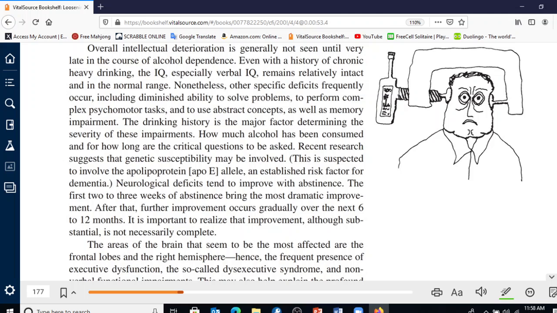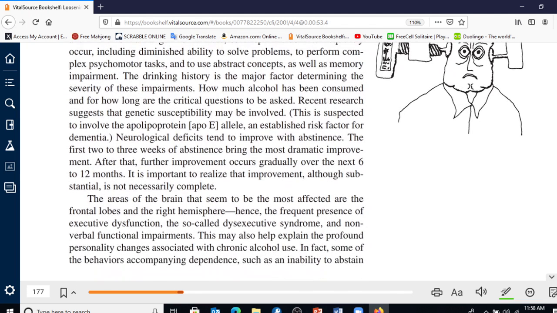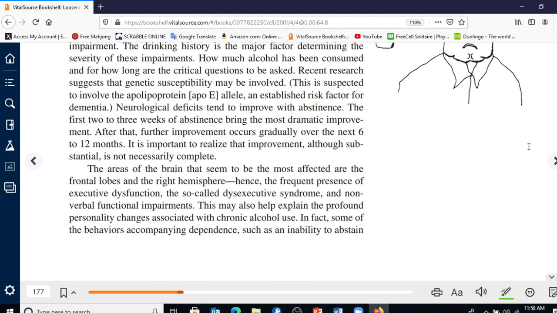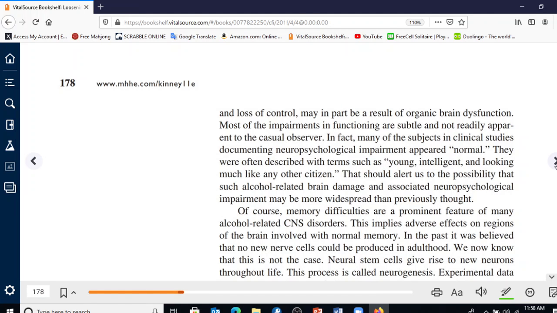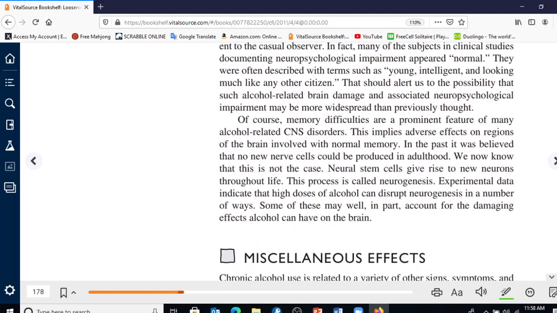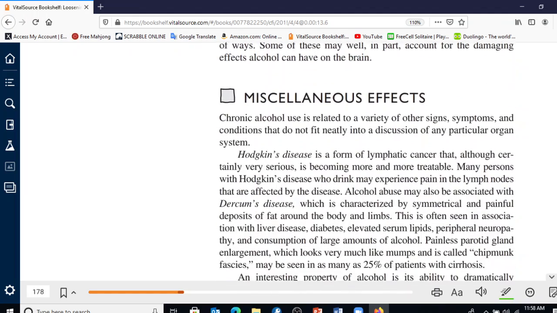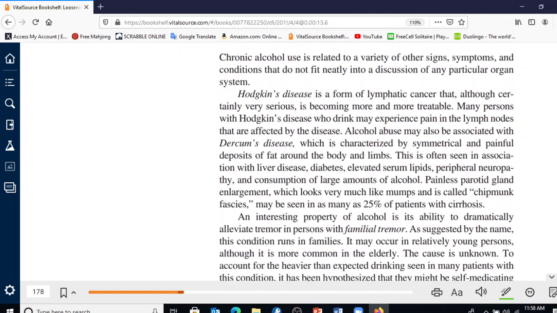You are not as sharp as you used to be, so that over time you kind of lose it. Over time you kind of lose it anyway, but if you drink heavily, you lose it faster. It accelerates the process into organic brain dysfunction. There are miscellaneous effects that happen too.